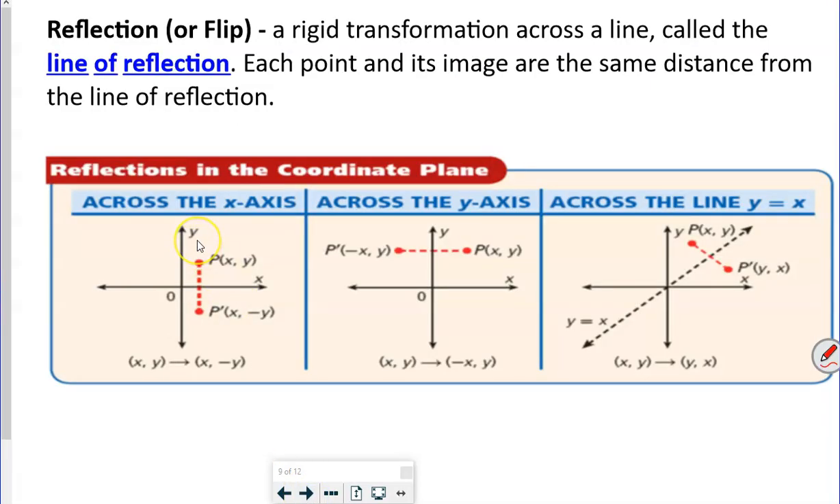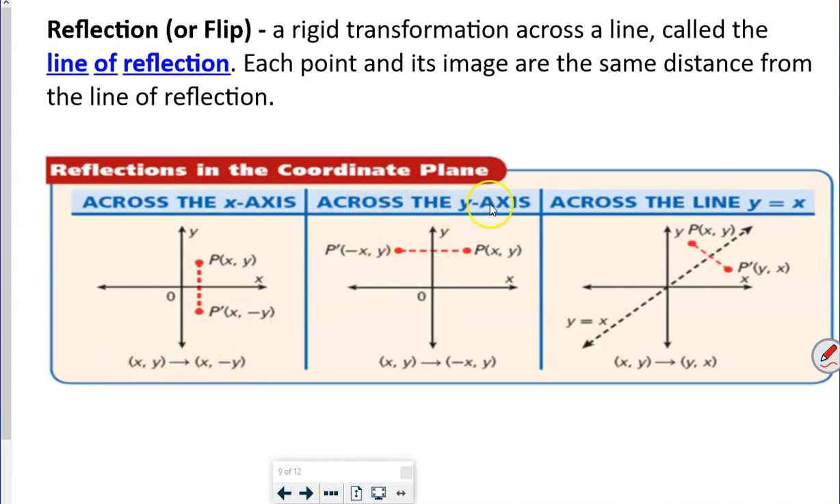So the next concept we're going to talk about are reflections or flips. This is a rigid transformation across a line called the line of reflection. Each point and its image are the same distance from the line of reflection. So we've got a reflection across the x-axis. The way I remember this is if it's a reflection across the x, then the y changes. So notice here in our coordinate notation, (x, y) changes to (x, negative y).